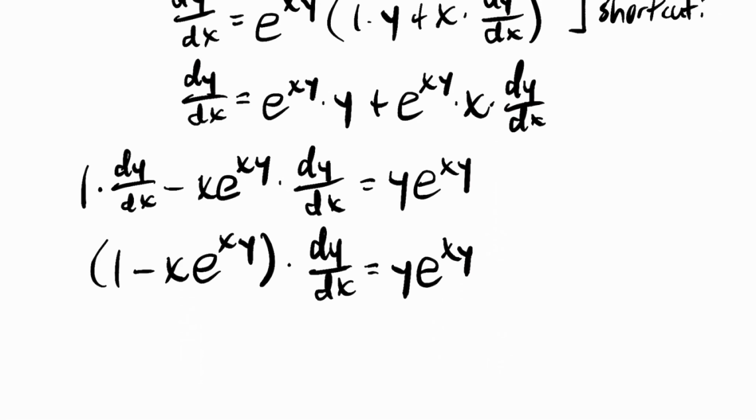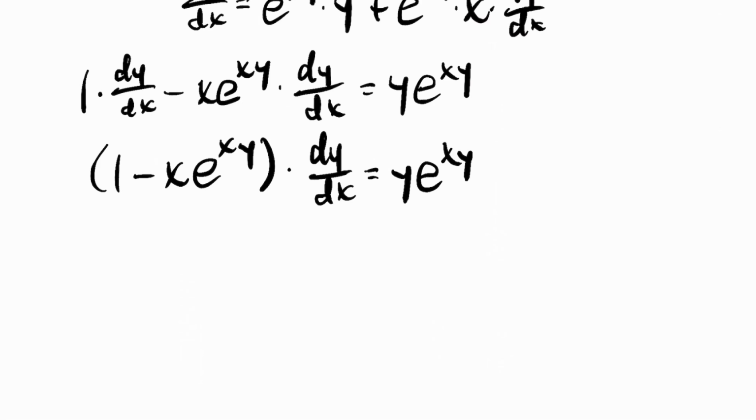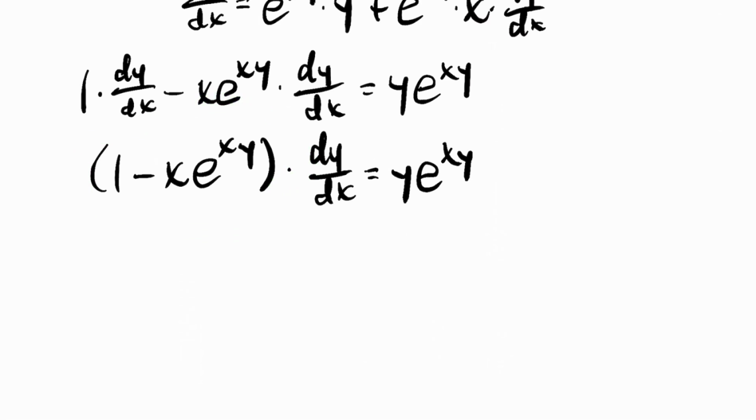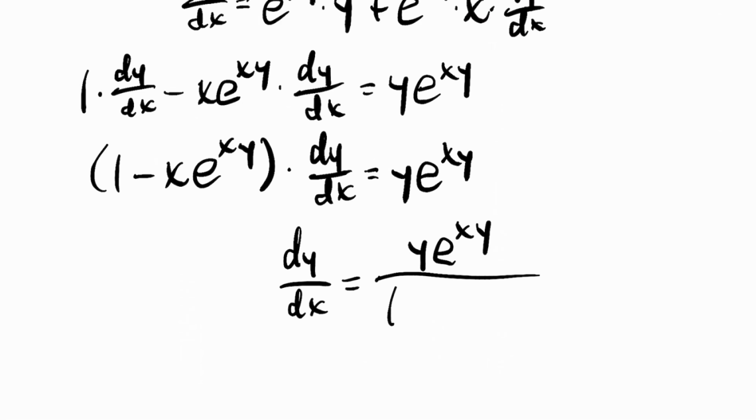And we're almost done. Now that I have one copy of dy dx in the middle of the equation there, I can divide both sides by this entire factor to move it over to there. Okay, so I'm going to divide both sides by 1 minus x e to the xy power. So I will have dy dx equals y e to the xy power over 1 minus x e to the xy power. There we go. That is the derivative.